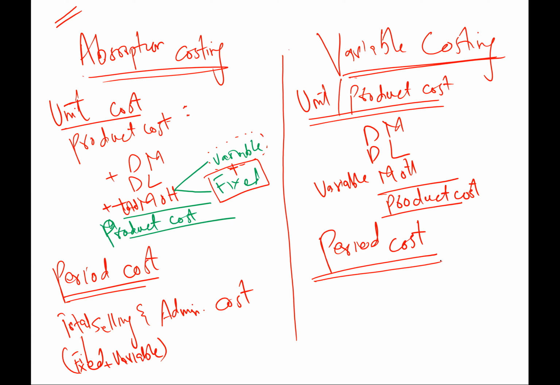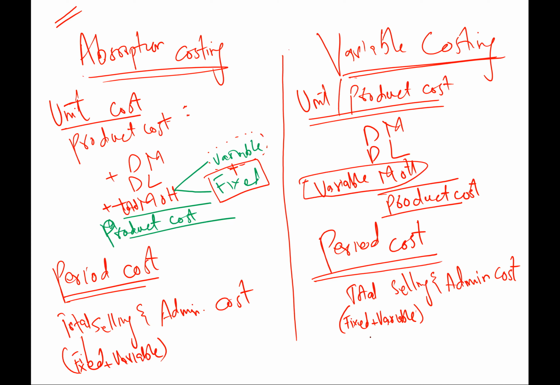The period cost is equal to the total selling and admin cost plus the left part from here, fixed manufacturing overhead, and that will be equal to our period cost. Okay, I understand. Now you understand that?